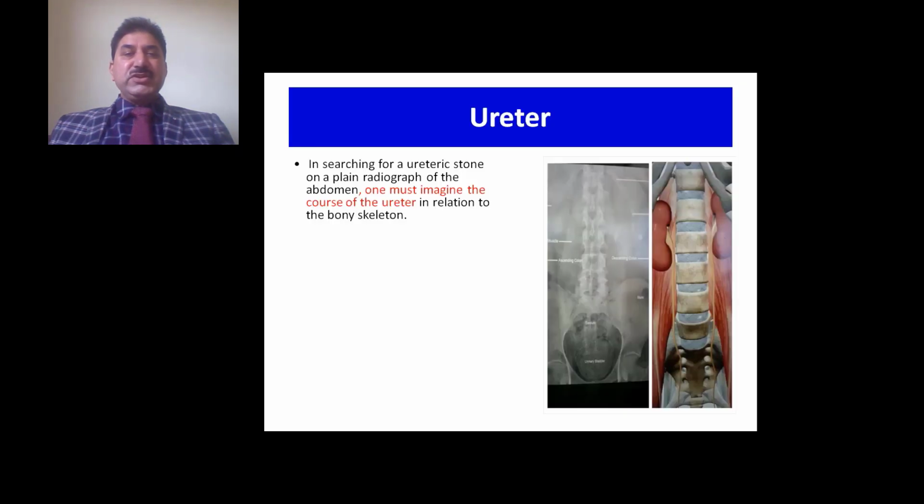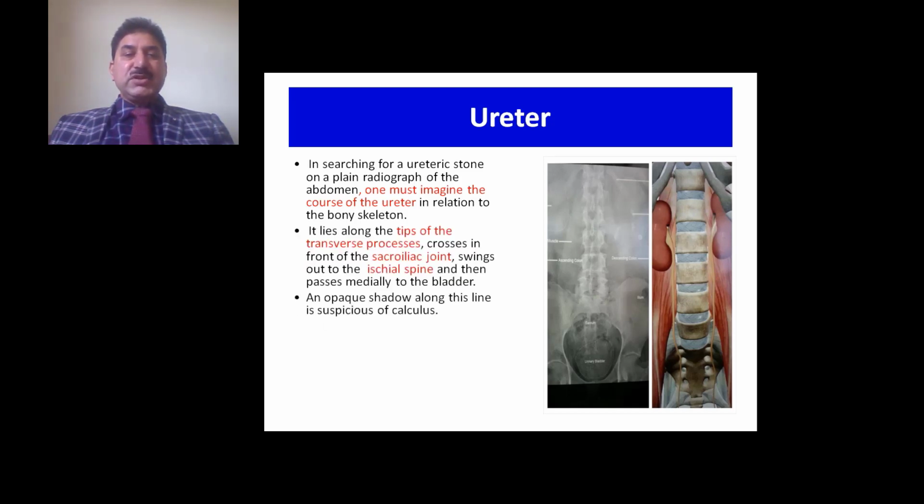In searching for a ureteric stone on plain radiograph of the abdomen, one must imagine the course of the ureter in relation to the bony skeleton. It lies along the tips of the transverse processes, crosses the front of the sacroiliac joint, swings out to the ischial spine, and then passes medially to the bladder. An opaque shadow along this line is suspicious of calculus. The course of the ureter is readily studied by examining a radiograph showing a radio-opaque ureteric catheter in situ.